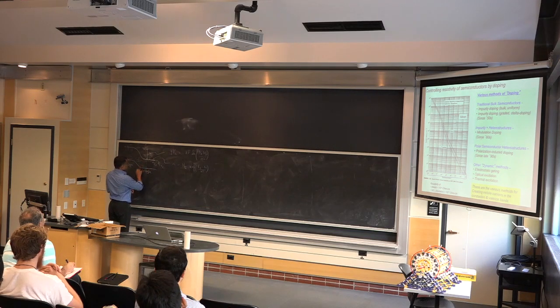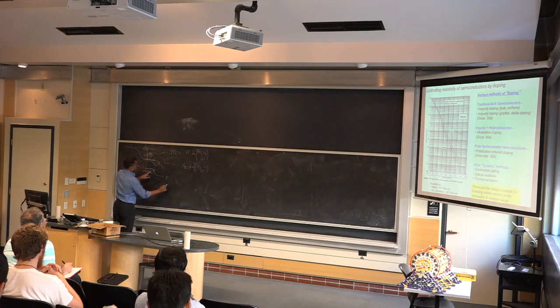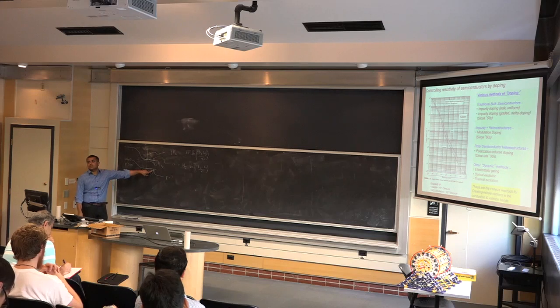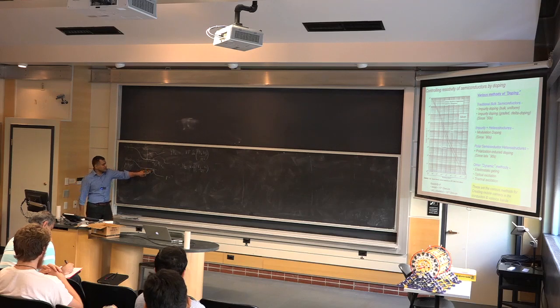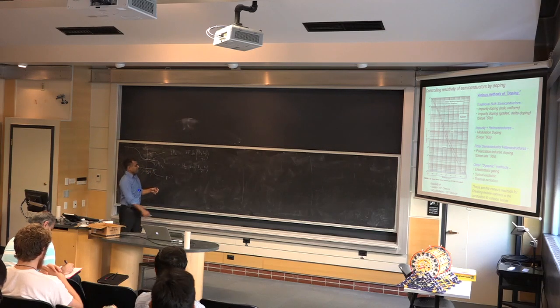Now here's the interesting question. How many holes do I have in the valence band in the N-type semiconductor? So how do I answer that question? Anybody help me with this? How many holes do I have here? Right, that's right. So the answer to that question is the following.